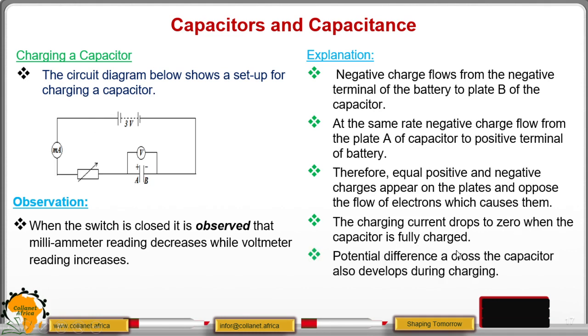The potential difference across the capacitor again will increase from minimum to maximum, and it will get its value. If this is 3 volts and the current drops to 0, then you will find that the voltage across the capacitor will also be 3 volts, meaning that the capacitor is fully charged.